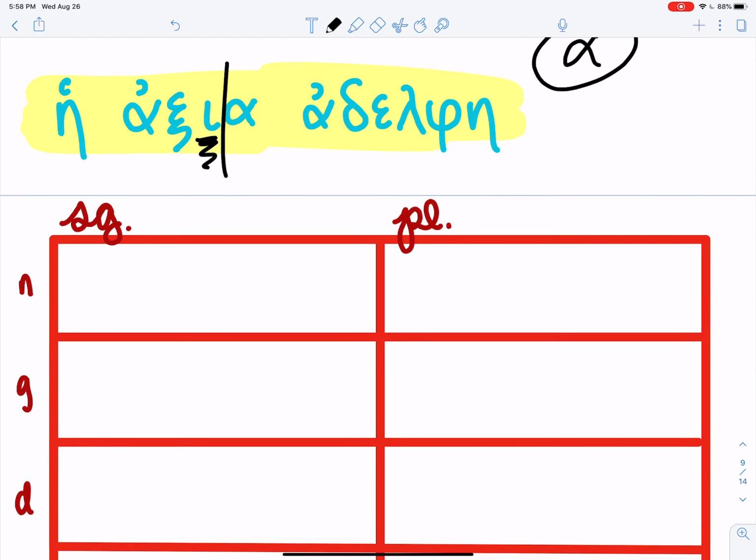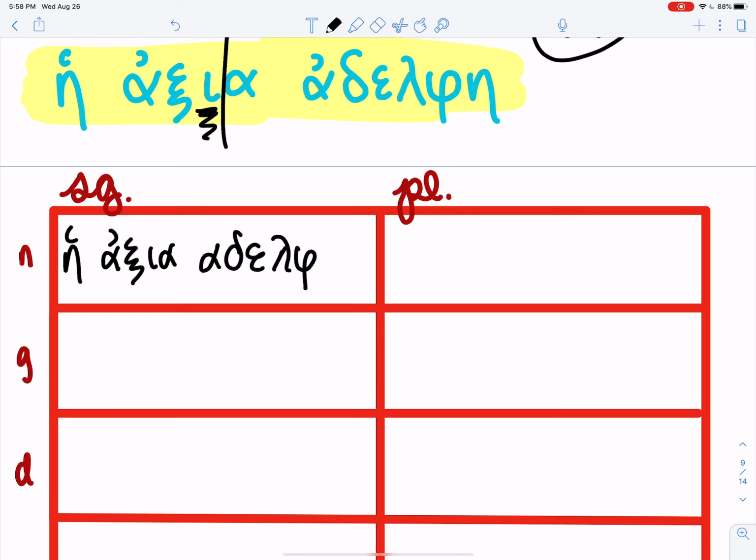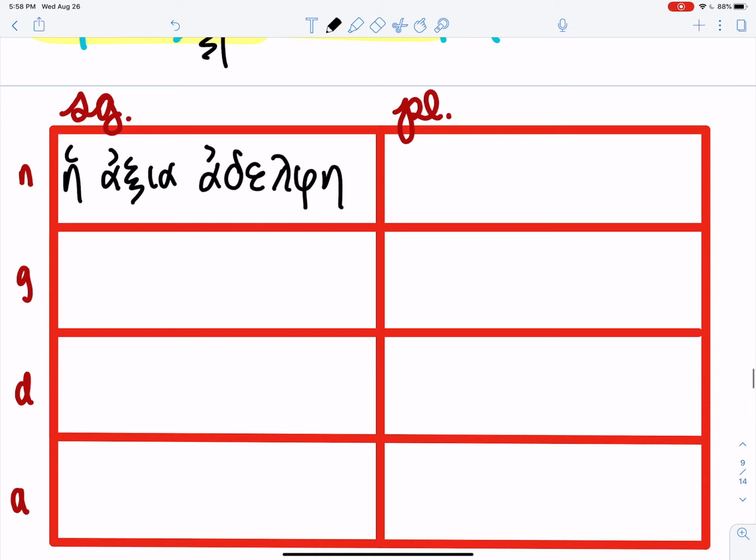Okay, so let's just get right into it. The nominative singular is he axia adelphe. Genitive, tes axias.